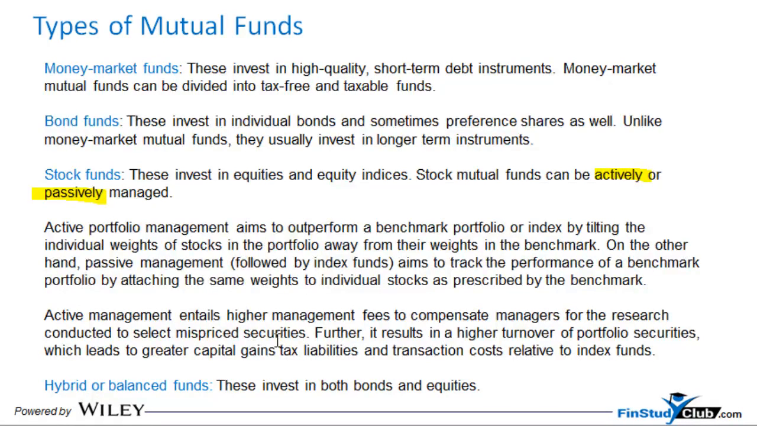So clearly, an active investment manager thinks that there are pockets of opportunities, pockets of undervaluation which could be exploited. Further, it results in a high turnover of portfolio securities because there would be regular buying and selling, which in turn would lead to greater capital gains tax liabilities and transaction costs relative to index funds. So this is something that would be there in active management, but on the other side, one would also expect a greater return as far as an actively managed portfolio is concerned.